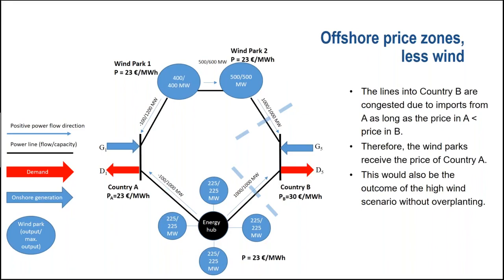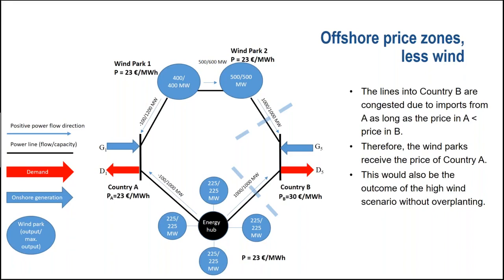At moments with less wind, the situation is a bit simpler. In this case, all parks receive the price of country A. This is logical, given that the offshore wind grid provides a connection between country A and B, and the price in B is higher. There will always be pressure to move power from A to B, to export from A to B, and to use the wind grid as an interconnector. As long as the offshore wind grid doesn't have very high capacity, this will lead to congestion, and therefore you see a price difference between the offshore wind grid and country B.